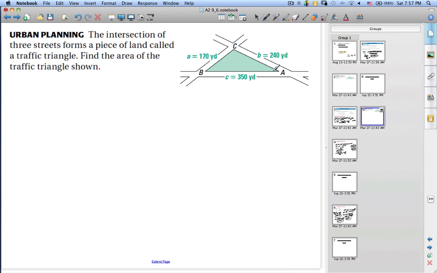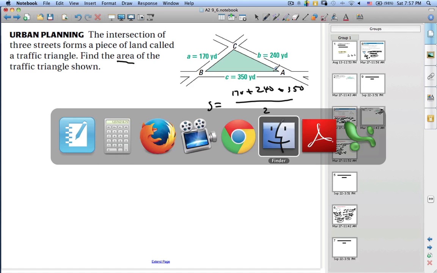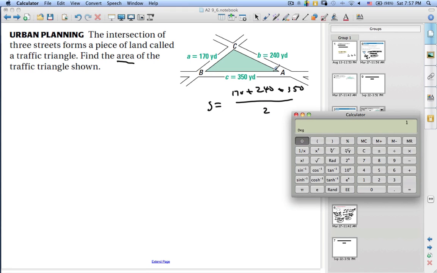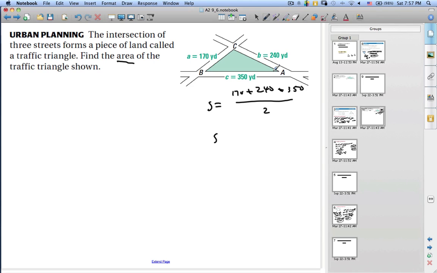So if you take a look at this, they want me to find the area, and they've given me three sides. Okay, great, that's Heron's formula. So let's find the semi-perimeter. S will be equal to 170 plus 240 plus 350, all divided by 2. So let's go ahead and do that. So 170 plus 240 plus 350 is 760, divided by 2 is 380. So my semi-perimeter is equal to 380.